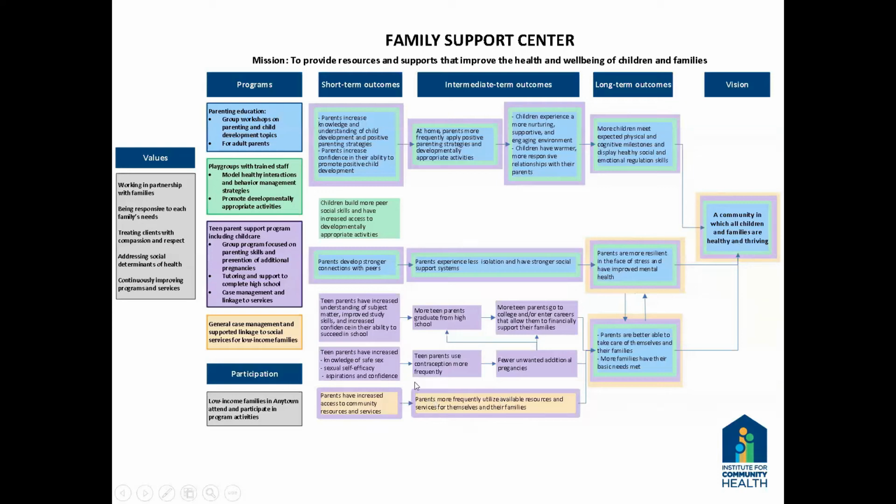So for example, down here, we see that teen parents have increased knowledge of safe sex. Other kinds of knowledge are increased. That leads to teen parents using contraception more, which leads to fewer unwanted additional pregnancies. And that then leads to two other intermediate outcomes, where more teen parents graduate from high school and more teen parents go to college and or enter careers that allow them to financially support their families. But having more teen parents graduate from high school also helps support the outcome of more teen parents going to college or entering careers that allow them to financially support their families.